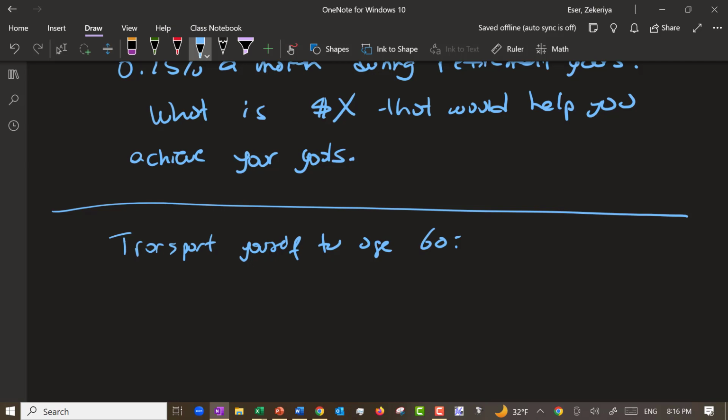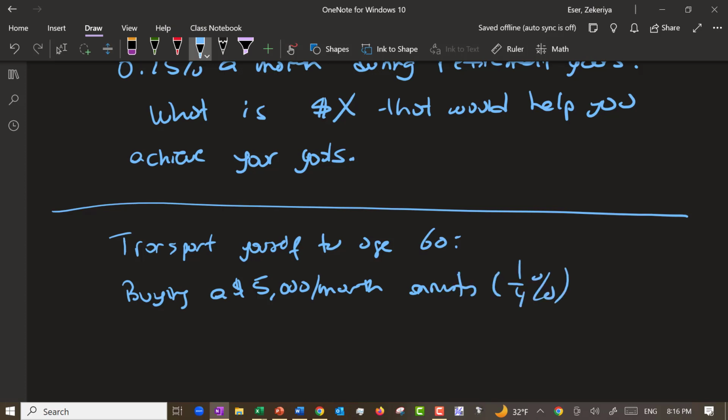So first, I'm going to figure out how much money I need in my account at the time I retire. So at the time I retire, I'm basically buying a $5,000 a month annuity, at 1/4% a month.